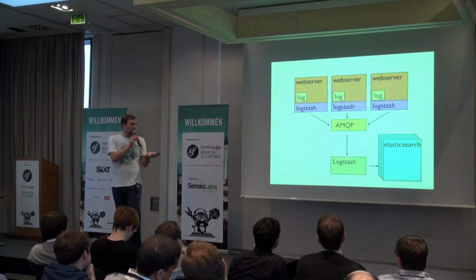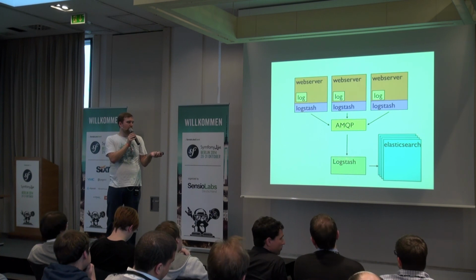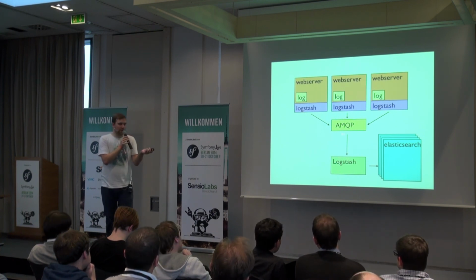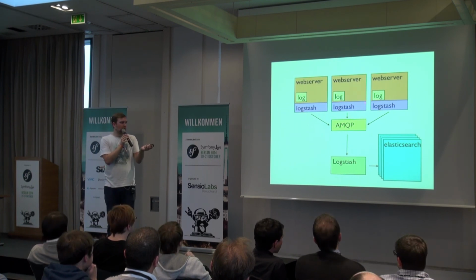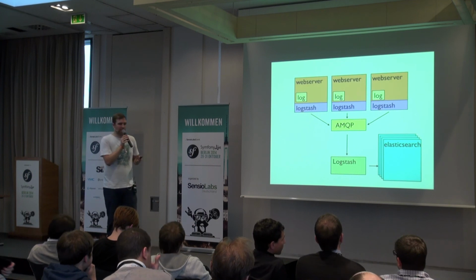On another server, we also have Logstash running, listening on this RabbitMQ and putting all the log files into Elasticsearch. Why is RabbitMQ in there? Logstash can talk to RabbitMQ, and Logstash can also talk to Elasticsearch. Why could I not go directly from these Logstashes to my Elasticsearch cluster? This is just load balancing.